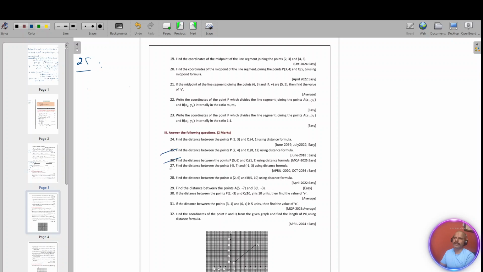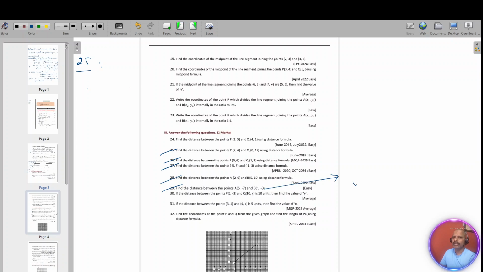Same distance formula, same distance formula. Why are they giving the same type of question multiple times? It is for your practice. Once you have the knowledge, you don't need to solve it in writing, you can just solve it orally. So I can solve this one.